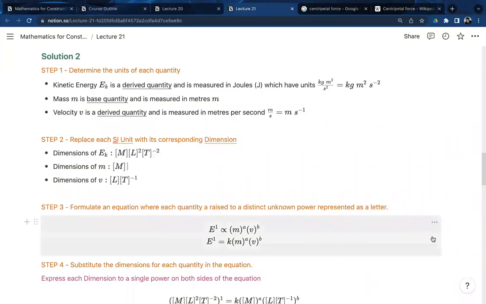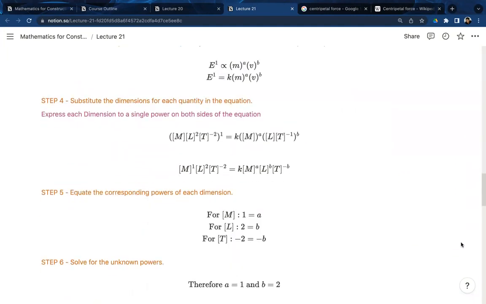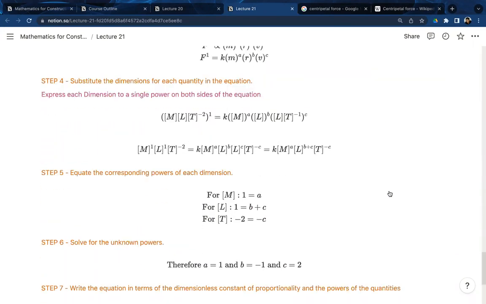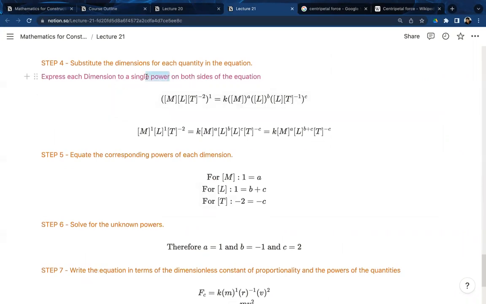I added a little bit of notes here for step 4. After you substitute for each quantity in terms of the dimensions, express each dimension to a single power on both sides of the equation, right? To a single power. So you see here it was easy. L was a single power B, L is a single power 2. So hence B is 2. That's why we say B is 2 for L here. But lower down, right? Step 4, again, single power. Express each dimension as a single power. So here we have 2 L's. We need to express L as a single power B plus C.